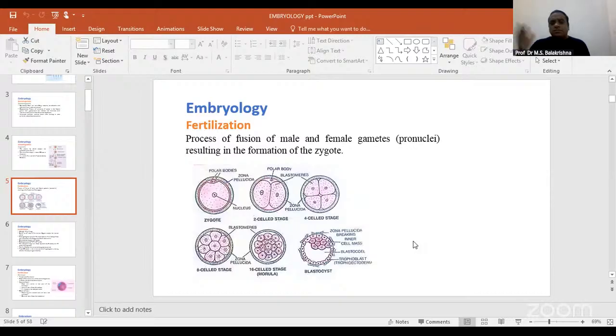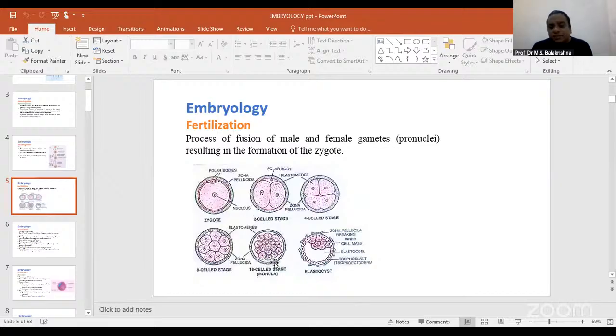Then what happens, once the male and female gametes meet, the cell starts dividing into 2 stage, 4 stage, 16 stage. So like that, the stages are getting multiplied. We get 4 cell, 8 cell, 16 cell stage. The 16 cell stage, what you're seeing here, is called the morula. That is an MCQ question.